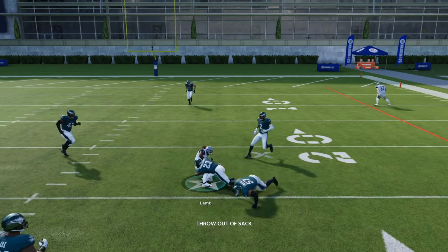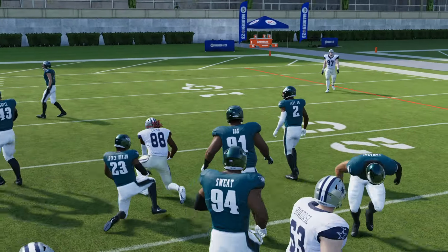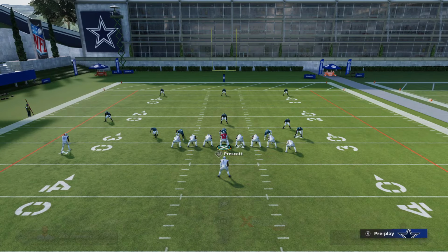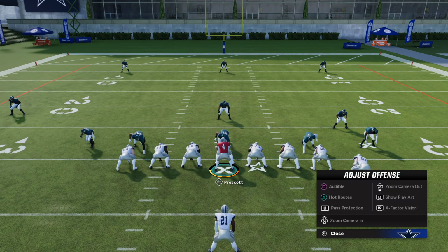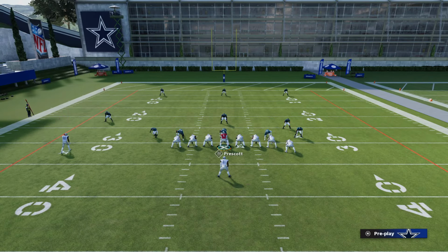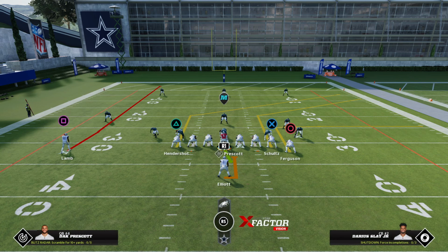These little adjustments can really make the biggest difference throughout your game, especially for your offensive line. It really does allow your offensive line to have the best chance of succeeding and not allowing a sack.